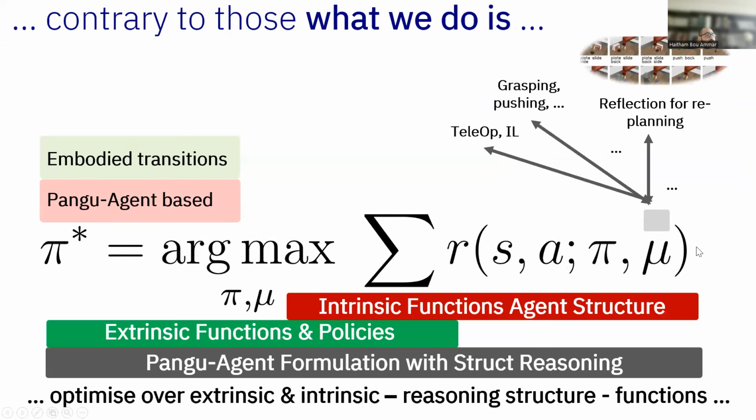And then the intrinsic functions are different types of functions you can execute on the robot. For example, you can grasp, push, do teleoperation or imitation learning, but also you can do reflection for replanning. Remember, I told you I wanted to have the feedback from ROS. So I would like to be able to do reflection to replan if I made a mistake, but I can also do fine tuning if I'm interested, and those will be different intrinsic functions.